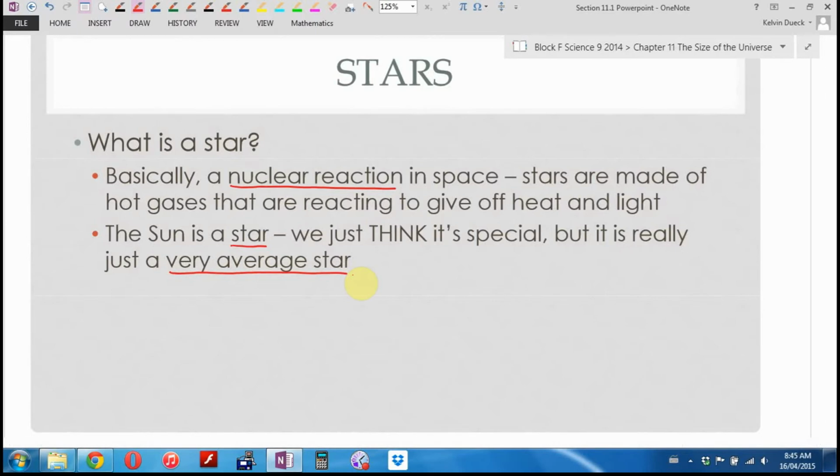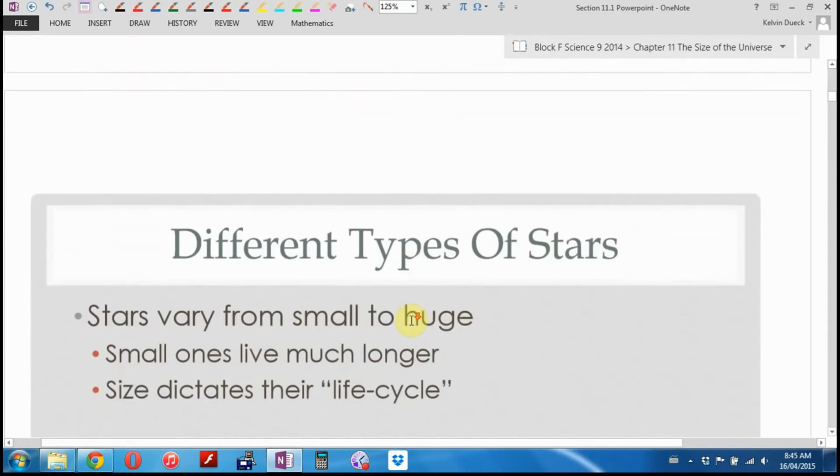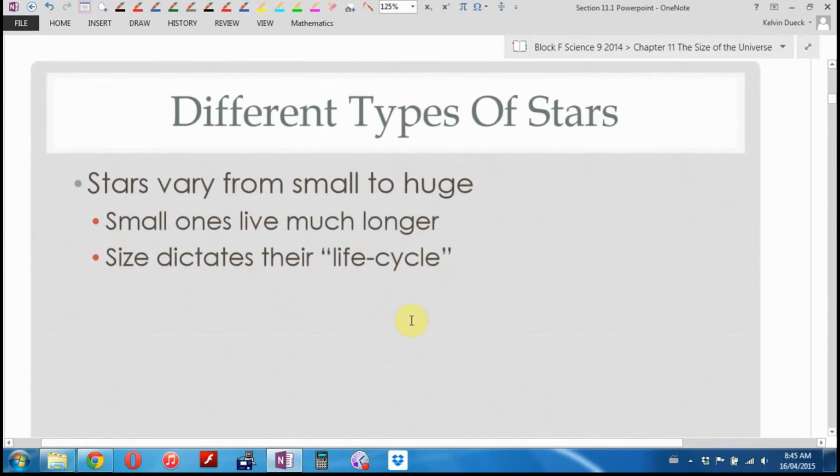I said average star. That suggests that there are different types of stars, and there are. Stars vary from small to huge. Smaller stars, like our sun, live much longer. And in fact, the size dictates their life cycle. One of the things I am going to be asking you to learn, Riley, is the life cycle of stars, the steps. There's 7 steps that go from kind of birth to no longer.